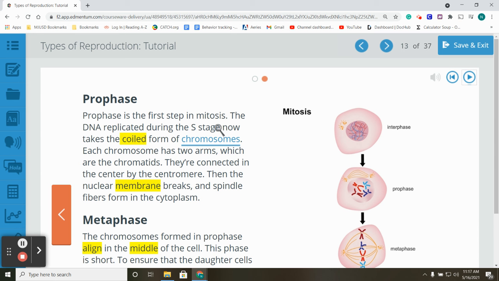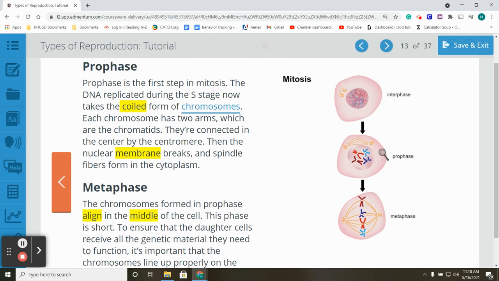Prophase. Prophase is the first step in mitosis. The DNA replicated during the S stage now takes the coiled form of chromosomes. Each chromosome has two arms, which are the chromatids. They are connected in the center by the centromere. Then the nuclear membrane breaks and spindle fibers form in the cytoplasm.